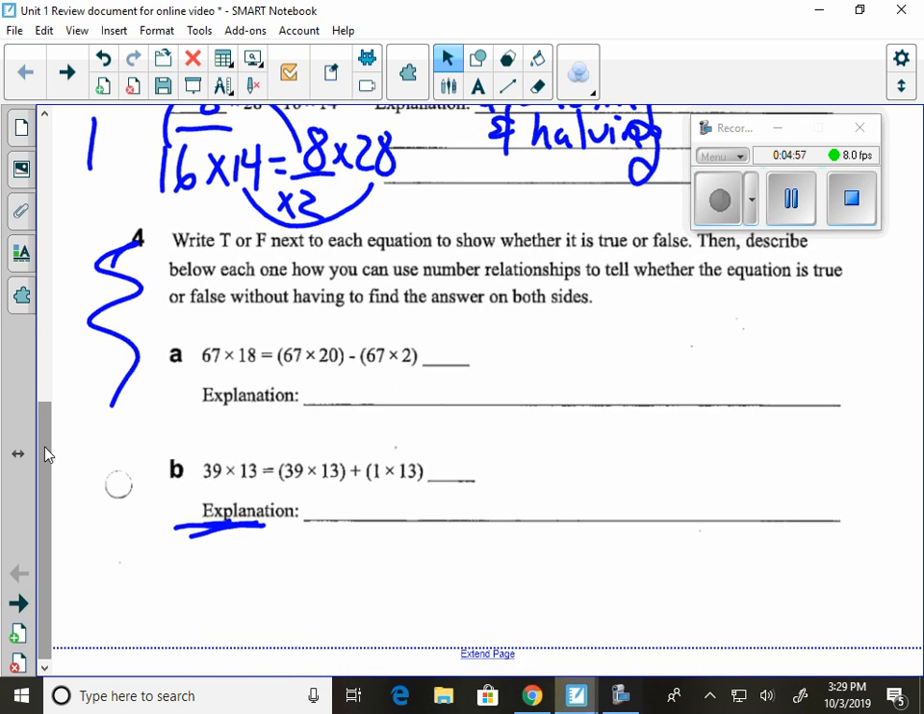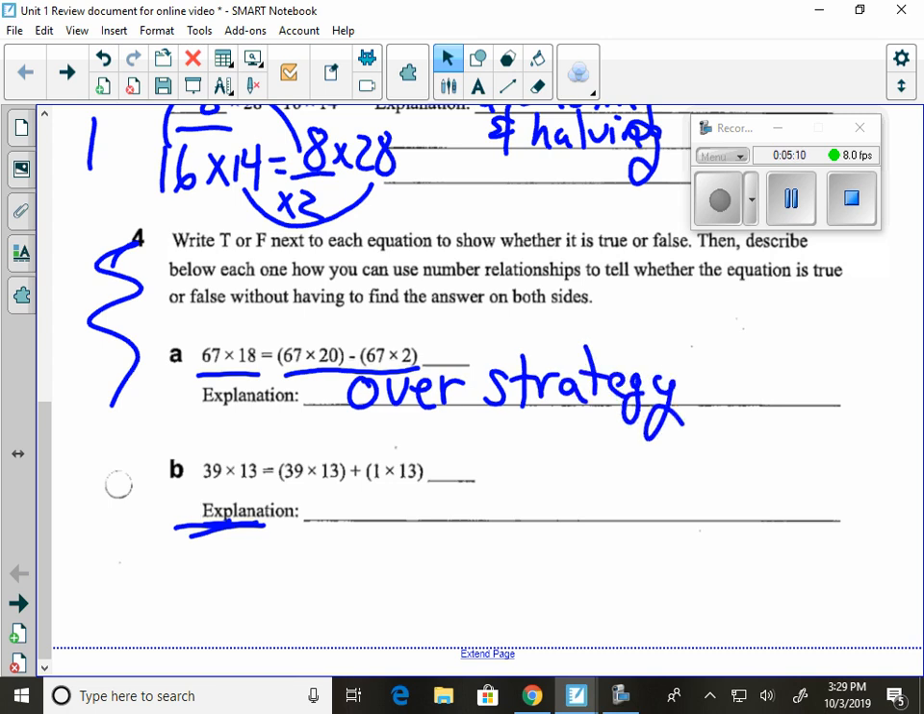All right, so this side of the equation we have to decide is it true or false? Is it equal to that side? The answer to this one is it is, using the over strategy by increasing how many 67s you have. We have 18 67s, and they increase it to 20 of them, but then they go ahead and take out 2 of the extra ones. So they did use this strategy correctly.